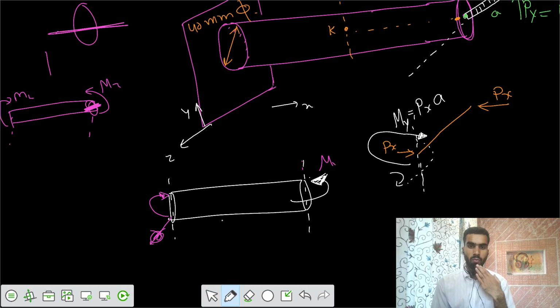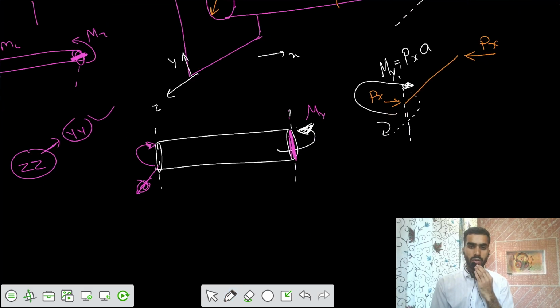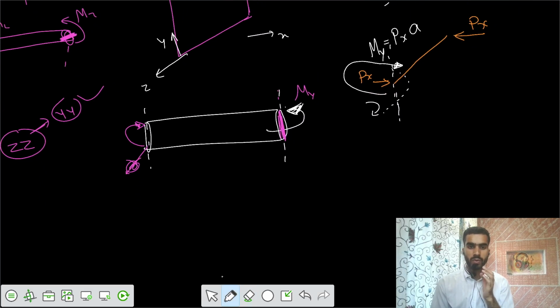So this is your My, and that means zz would not be your neutral axis, but y would be your neutral axis. So this would be your neutral axis. Based on this, you need to say what the stresses are at this point K. That is somewhere here. So this is your section, the neutral axis is this one, y, and point K is here.